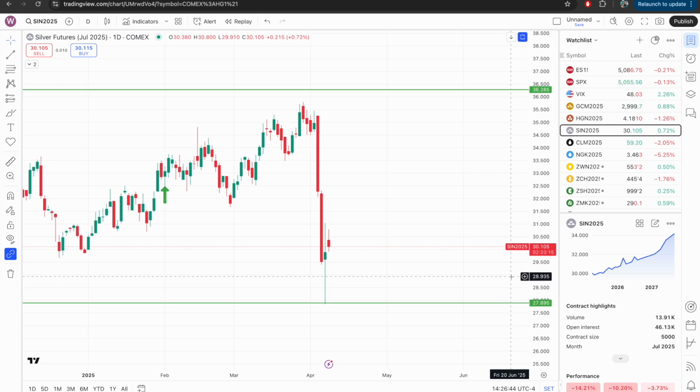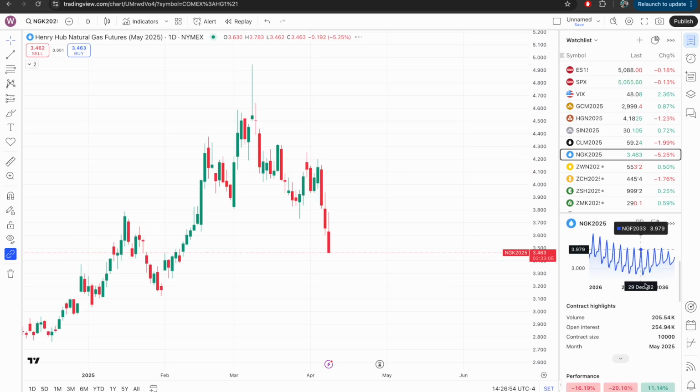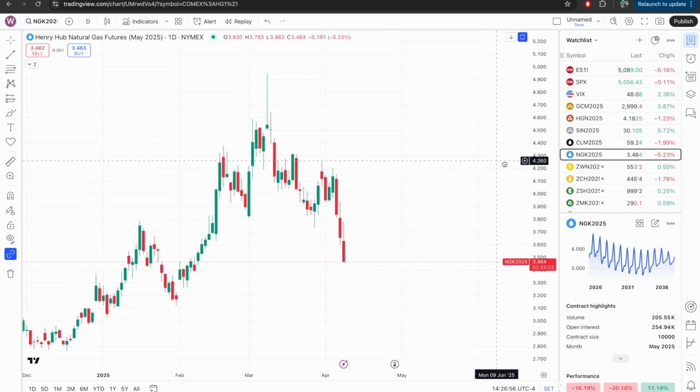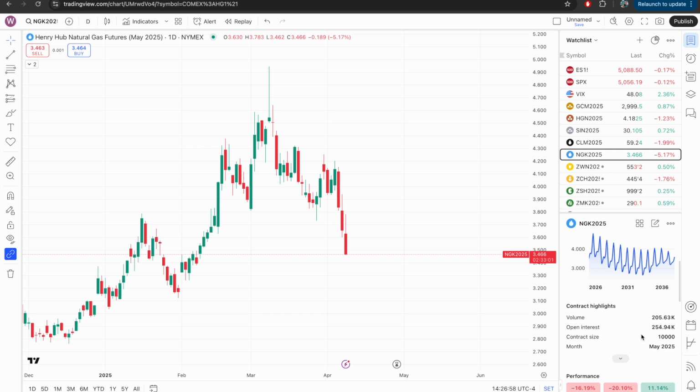So for silver, each dollar move is basically worth $5,000. This is how it works. This is how it's calculated. The natural gas, for example, is 10,000. And this is basically why there's baked-in leverage in futures contracts.